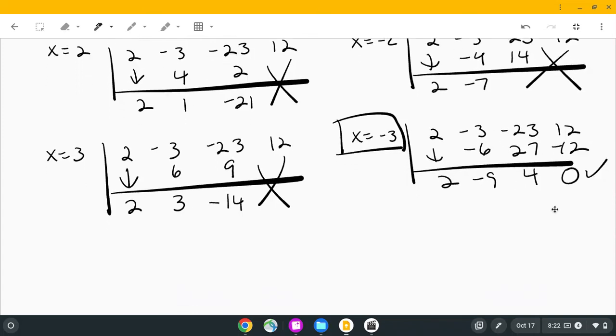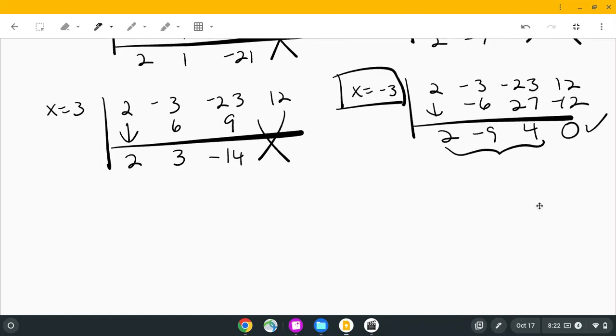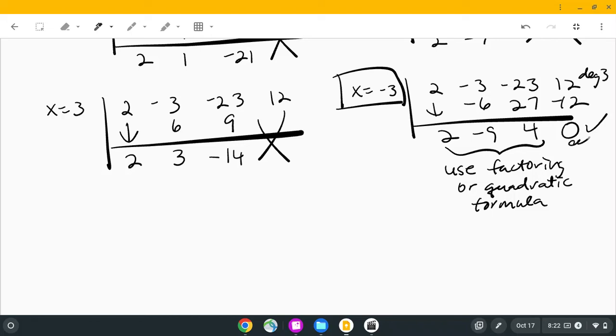So I'm going to say let's toss synthetic division out right now, and let's go with factoring or quadratic formula, because I don't want to go through that list. This gets a little tedious, yes? Okay, so let's use factoring or quadratic formula. Unless, of course, you want to use synthetic division.